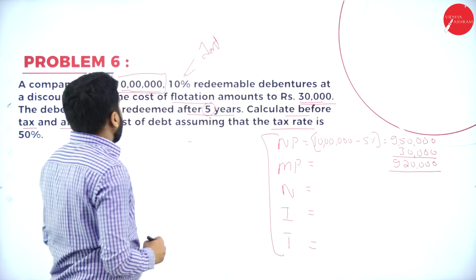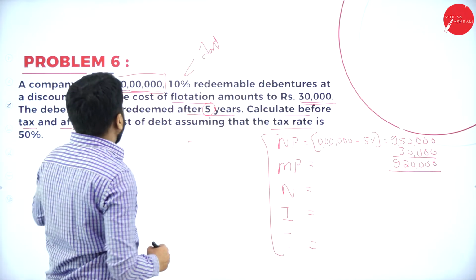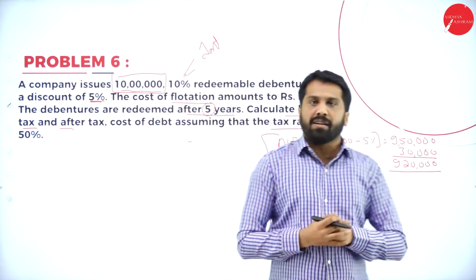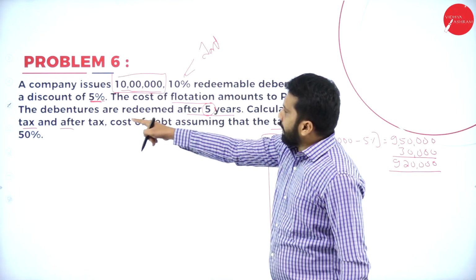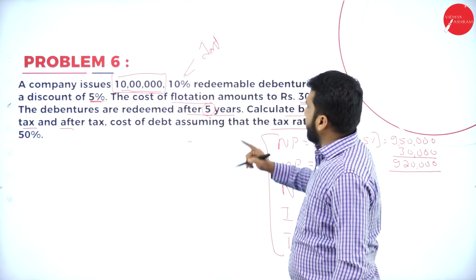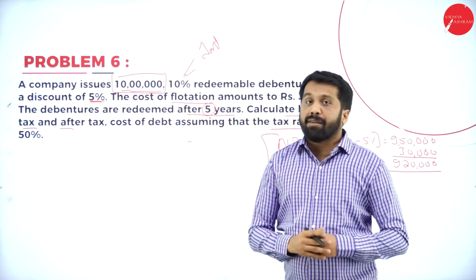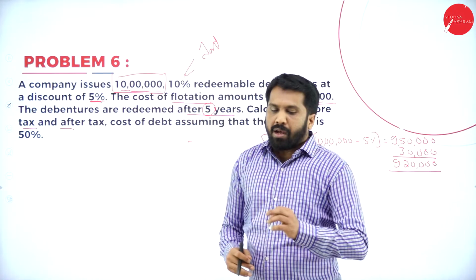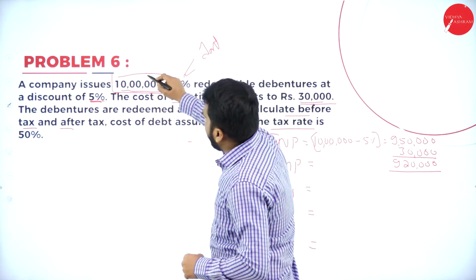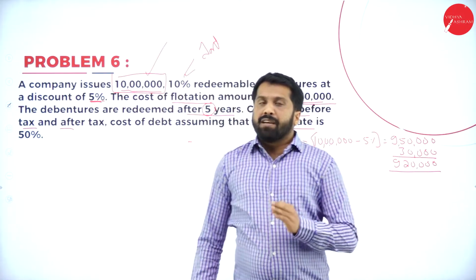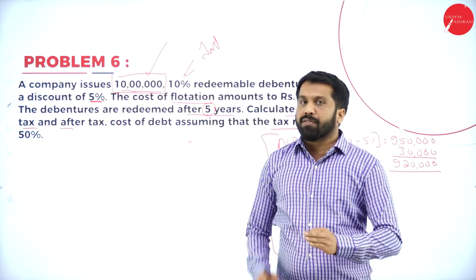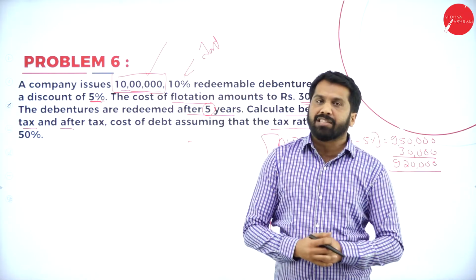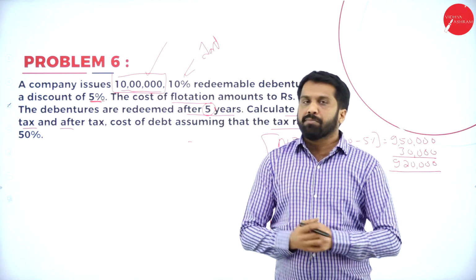Now, nowhere have they mentioned what your redeemable price is. Have they mentioned it anywhere? They have told that the debentures are redeemed after 5 years, but they have not mentioned at what price. If the price is not mentioned, remember, we should go for the actual price only. If the price is not mentioned for redemption or repayment, we should consider the actual price as your redemption price.